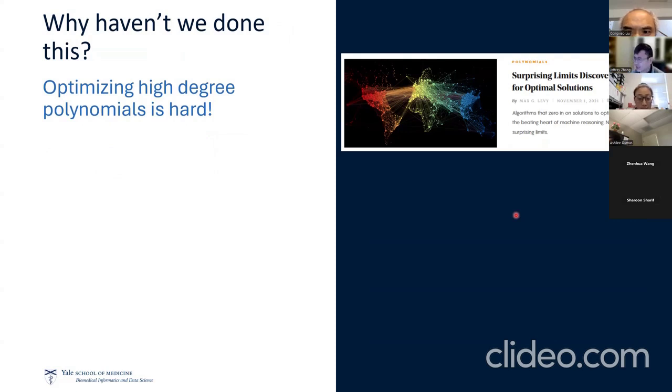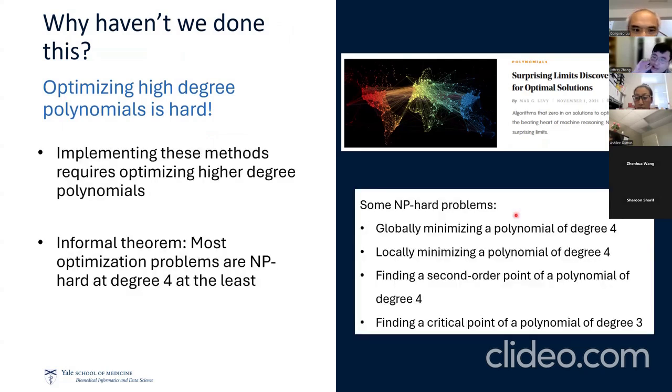And this was actually a lot of the work I did during my PhD, looking at essentially the complexity of local minimization. Of course, if you were to try to use higher order Newton methods, you need to be able to minimize high degree polynomials because these Taylor expansions of higher degree are higher degree polynomials. But informally, pretty much anything in polynomial optimization is NP hard once you get to degree equals 4.